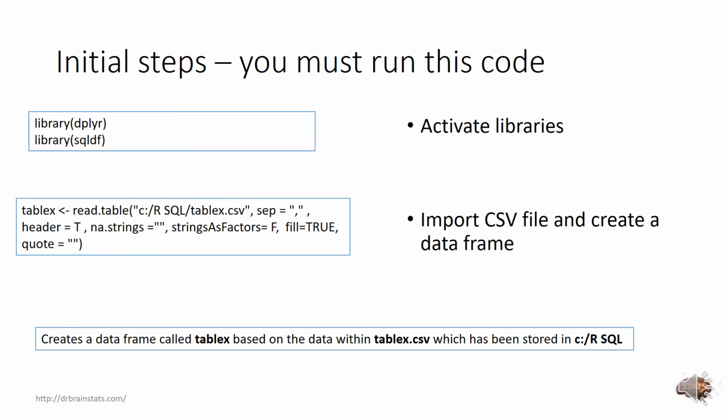Before we start our first session, we must first activate our libraries, especially the sqldf. Our second part is to import our CSV file to create our data frame. In this case, tablex. You can either use a code as shown or just use the import function within R. And as we can see, we have now created a data frame called tablex based on the data within tablex CSV, which has been stored in our SQL folder.